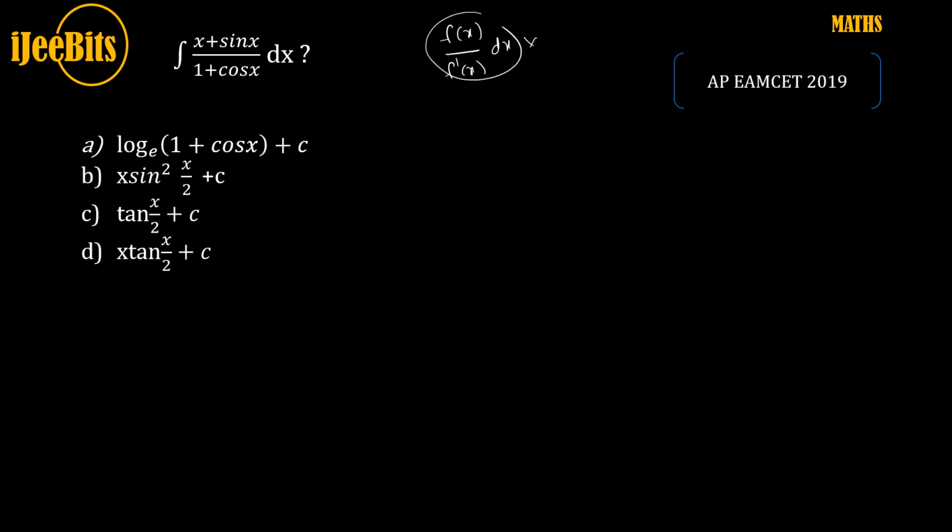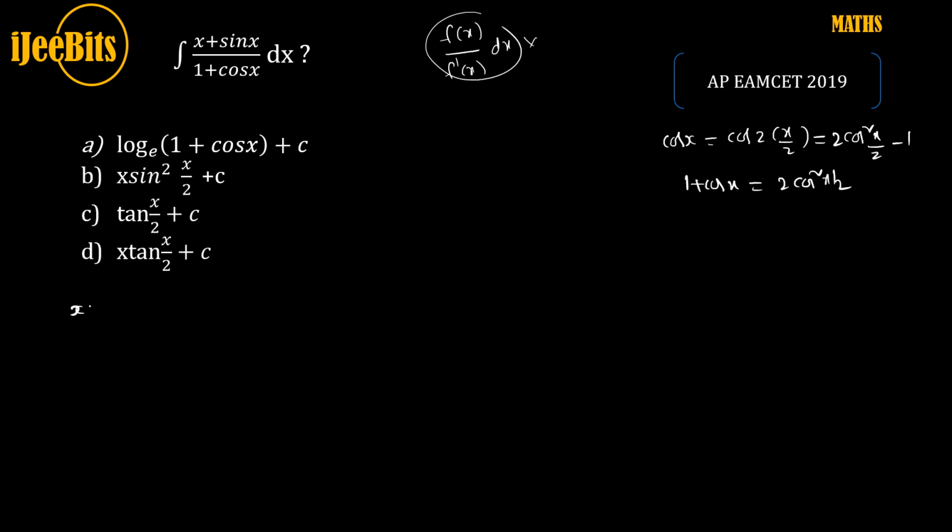So let's convert this using 1 plus cos 2x. We know that cos 2 theta is 2 cos square theta minus 1. So cos x is nothing but 2 cos square x by 2 minus 1, and 1 plus cos x is nothing but 2 cos square x by 2. Can we write that? So now (x plus sin x) by 1 plus cos x, how do you write it? 2 cos square x by 2.